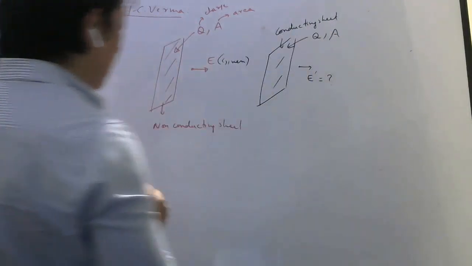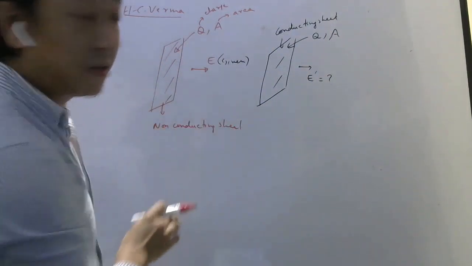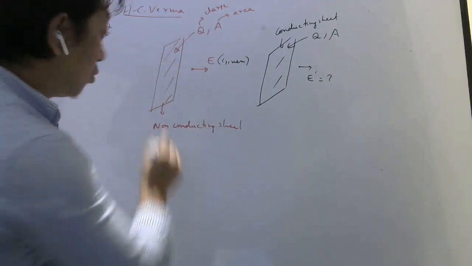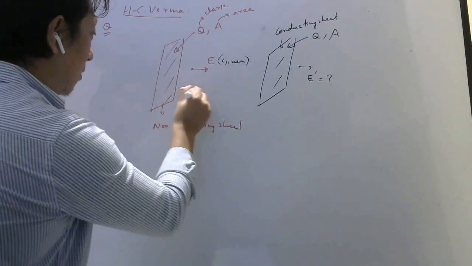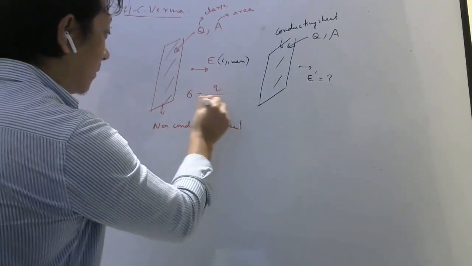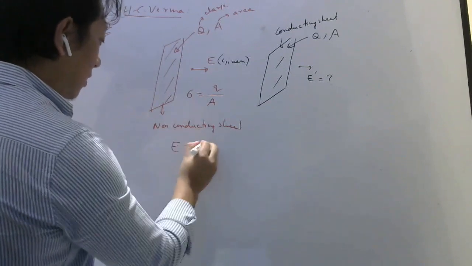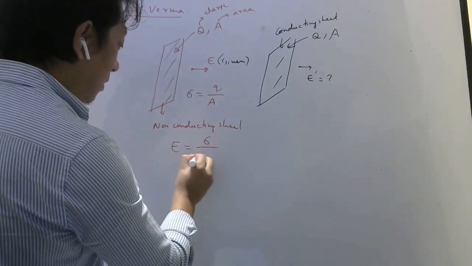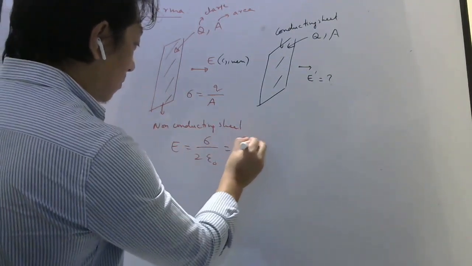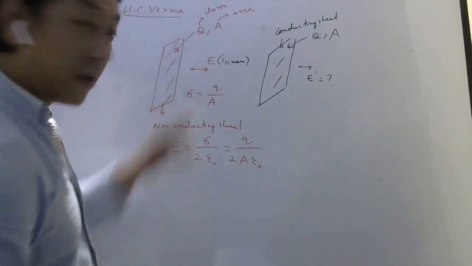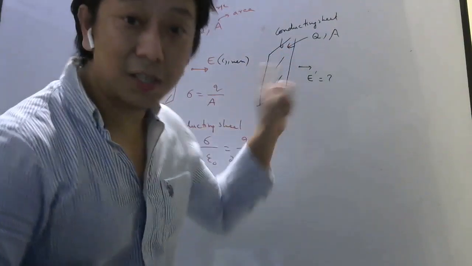They told us Q charge is given here, and Q charge is given here. Now this is a non-conducting sheet, so whatever charge is given on this side will stay on that side only. So what will be sigma here? Sigma here will be Q by A. So what will be the electric field? This is a non-conducting sheet, so what is the formula? Sigma by 2 epsilon naught. So it will be Q by A times 2 epsilon naught. Fine. Now this is a conducting sheet, students.